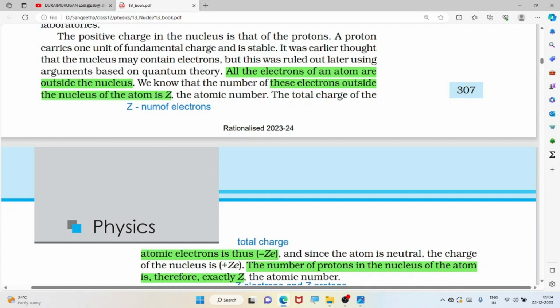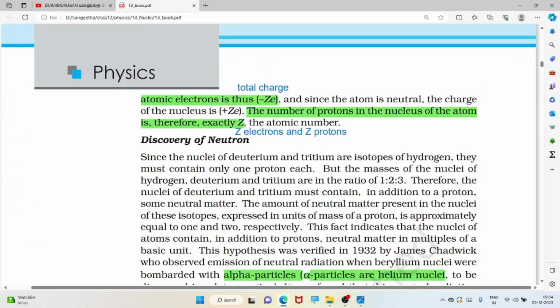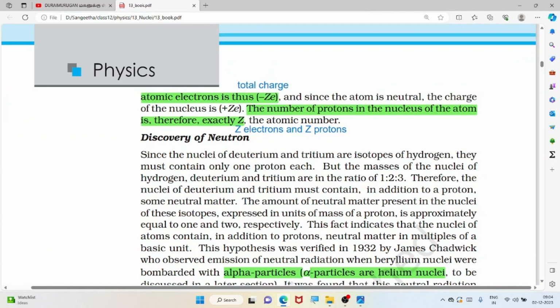Z is the number of electrons, which is equal to the number of protons. The number of protons and the number of electrons are equal. e is the charge on a single electron, so the total charge is Z times e. Z electrons and Z protons: one is positive charge, the other is negative charge.